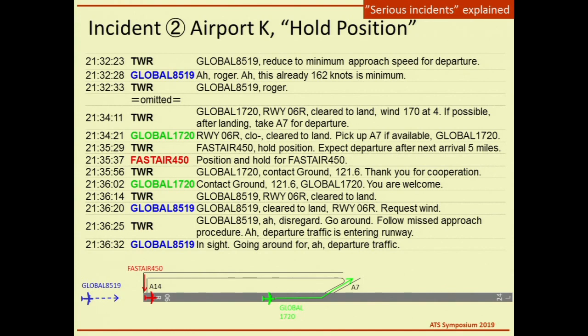Global 8519, runway 06 right, clear to land. Global 8519, clear to land, runway 06 right. Request wind. Global 8519, disregard, go around, follow missed approach procedure. Departure traffic is entering runway. Inside, going around for departure traffic.